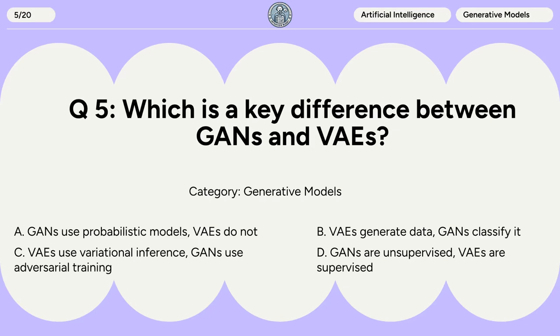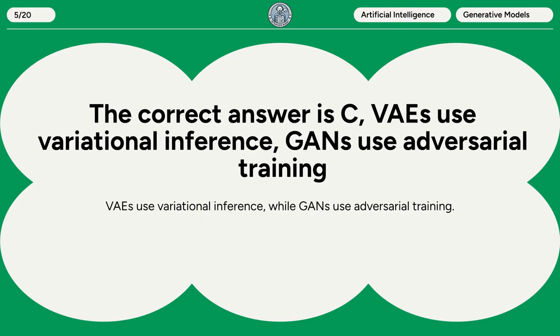Question 5. Which is a key difference between GANs and VAEs? A. GANs use probabilistic models, VAEs do not. B. VAEs generate data, GANs classify it. C. VAEs use variational inference, GANs use adversarial training. D. GANs are unsupervised, VAEs are supervised. The correct answer is C. VAEs use variational inference, while GANs use adversarial training.